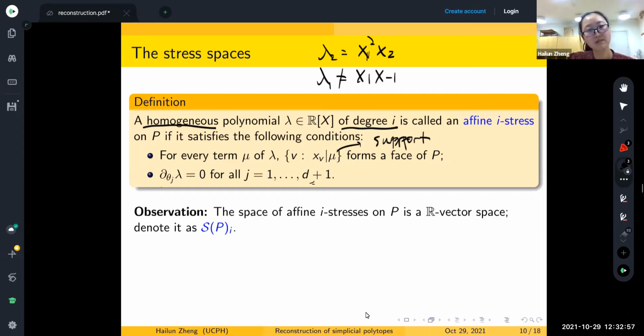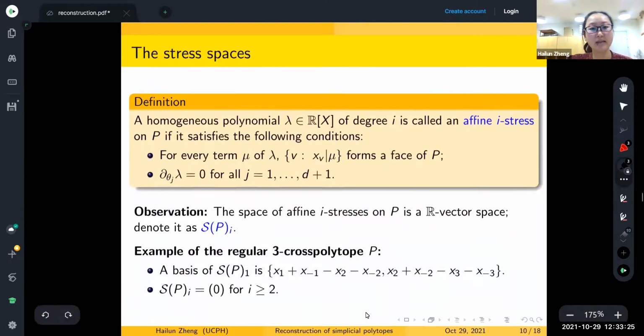So the first observation is that these polynomials, once satisfying these two conditions, would actually form a vector space. For this reason, we want to give it a name, which is called the stress spaces. This is going to be the notation, S representing stress, and the subscript just representing the degree of the polynomials. All right, and now we could do some calculation.